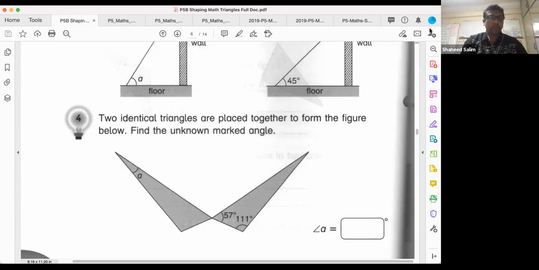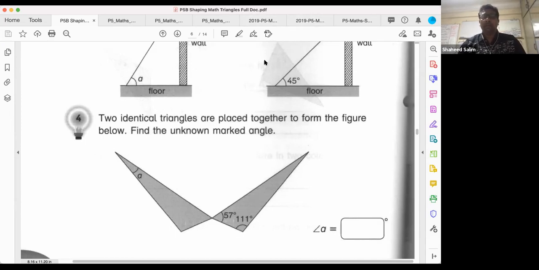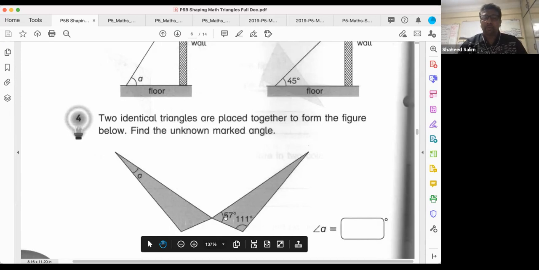Okay, let's see. Naomi, 12. Okay, well done. Those of you say 12. Okay, great. So now some of you say how to do this one. I can only find this triangle. Say 180 minus 111 minus this thing, 57, I get 12. But I do not know how to find A.